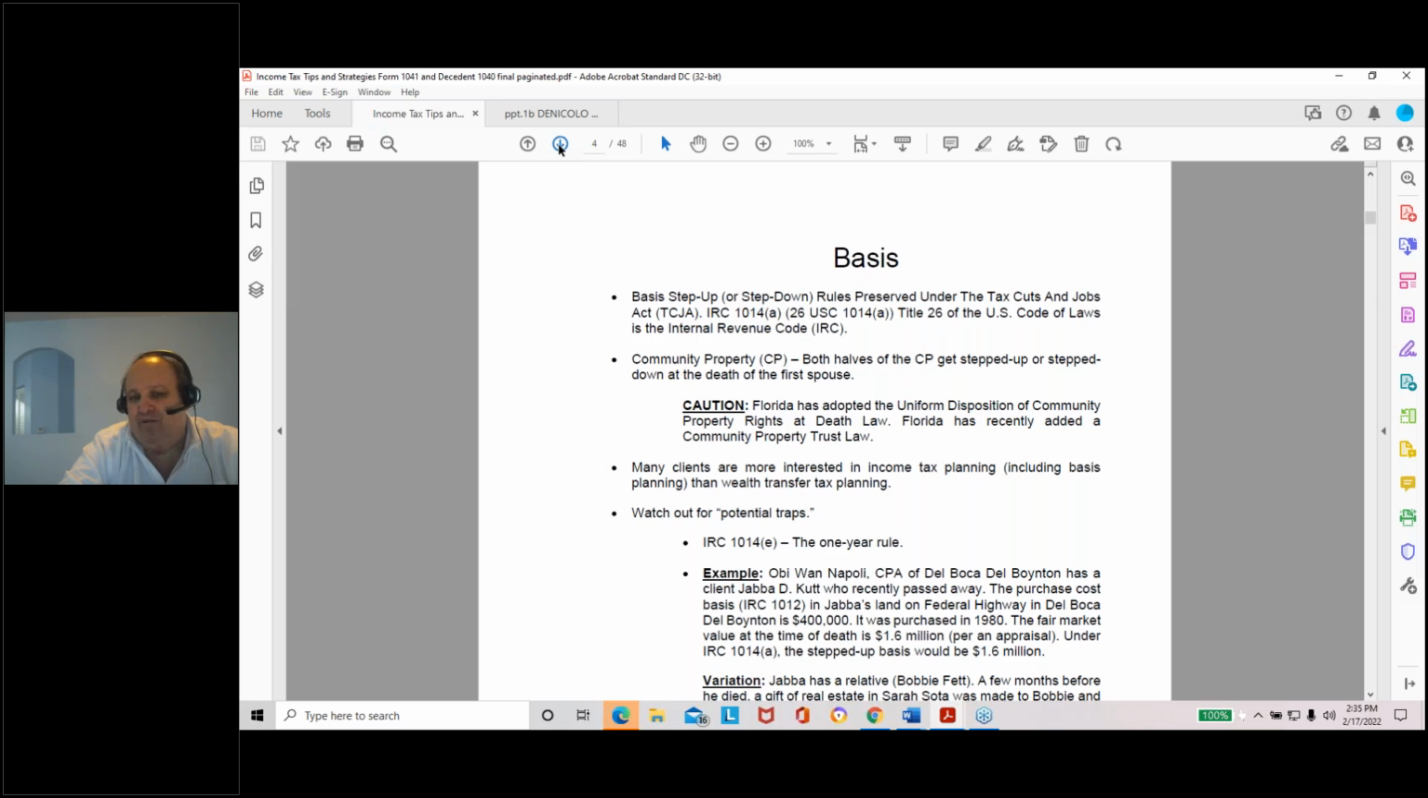Basis step up or down has been preserved under the Tax Cuts and Jobs Act, and that is important to know. Community property has a very interesting aspect to it. If you hold assets in community property, both halves of the community property step up or step down at the first death, when the first person dies. Whereas in a common law jurisdiction like Florida, if you have a joint tenancy created after 1976, the Gallenstein rule, you have a bifurcated basis, right? So that's an important distinction.